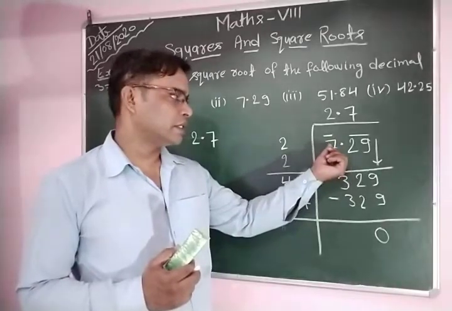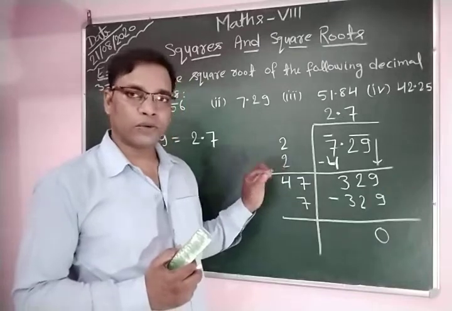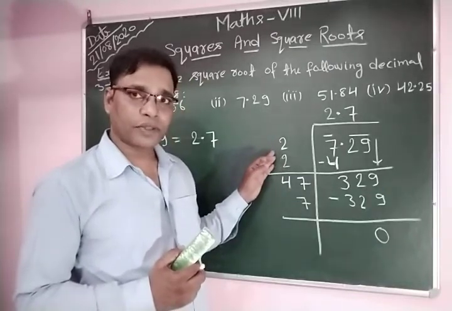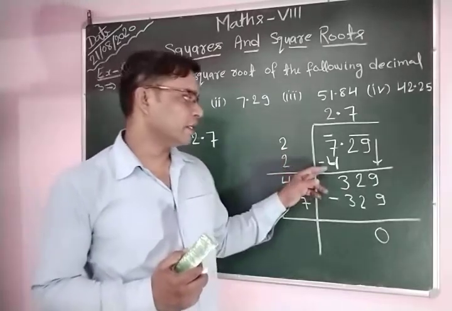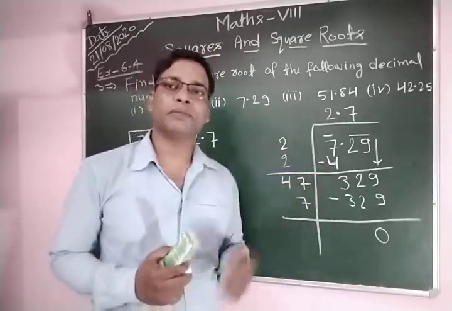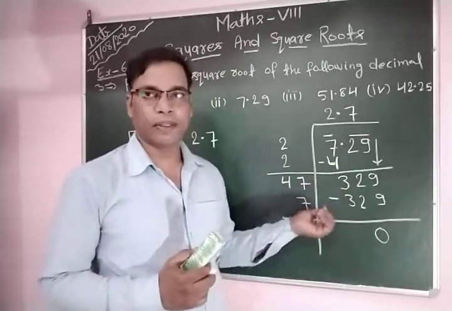So this number is 7. You write 2 again below this divisor. So 2 twos, and multiply them. 2 twos are 4. This becomes here 4, and after this we subtract 4 from 7. Then we got 3. Okay.